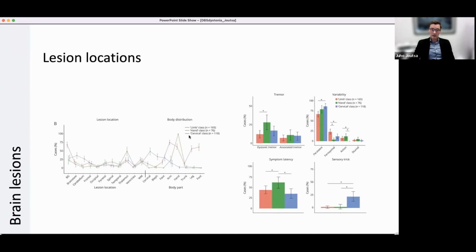And finally, the limb class: basal ganglia lesions in approximately 70% of the cases, and these typically had dystonia affecting the limbs. And what is interesting, based on the split with the lesion locations and body regions affected, we also see differences in other clinical factors such as tremor, variability of the symptom latency, and sensory trick, indicating that not all dystonia is the same in terms of neurobiology.